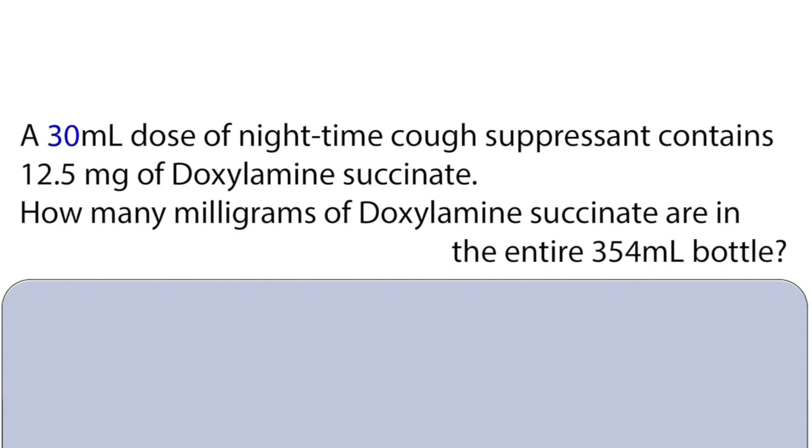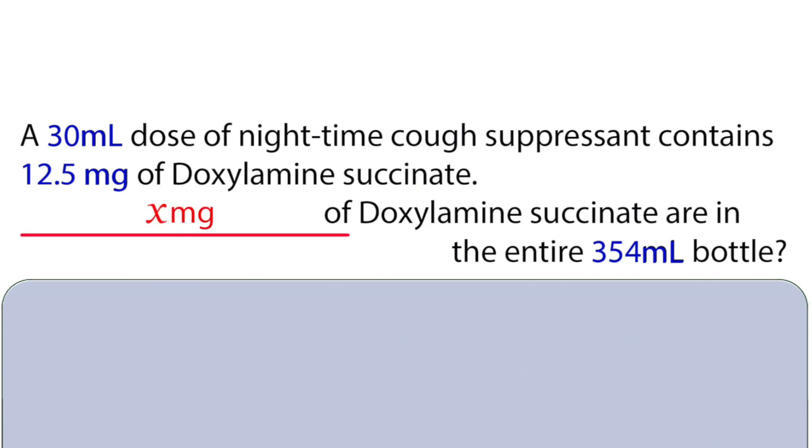Firstly, to read the question. A 30 milliliters dose of nighttime cough suppressant contains 12.5 milligrams of doxylamine succinate. How many milligrams are in the entire 354 milliliter bottle? It's the how many milligrams part we have to solve, so we'll call this x milligrams.